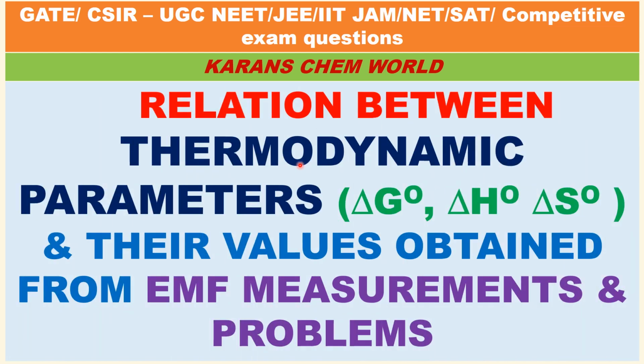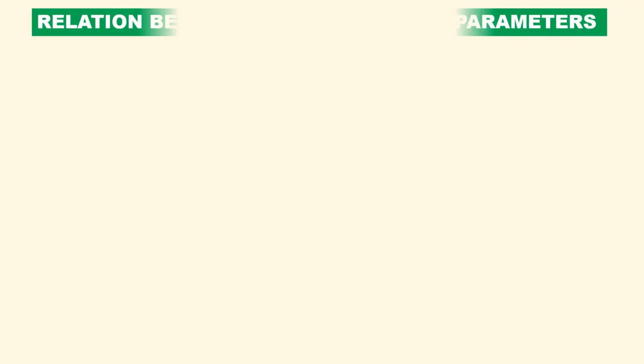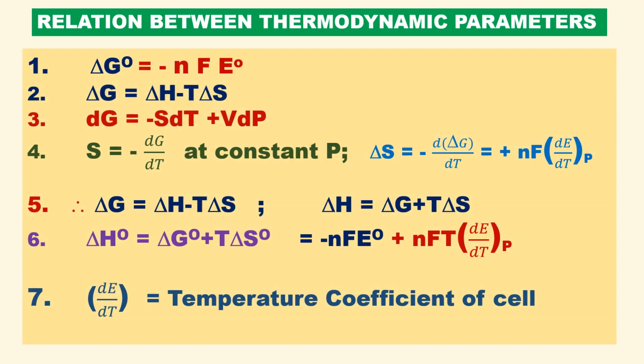In this class, let us see the relationship between various thermodynamic parameters: standard free energy change, standard enthalpy change, and standard entropy change, and how their values are obtained from EMF measurements, and we'll solve a few problems. Okay, now let us see the relation between the thermodynamic parameters.